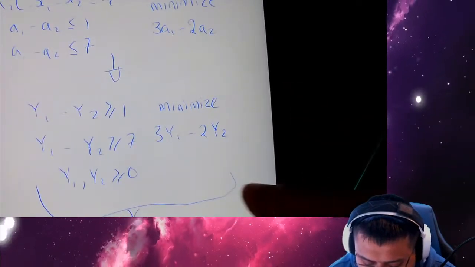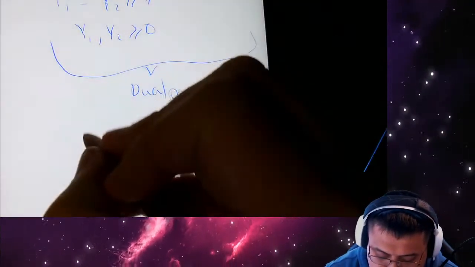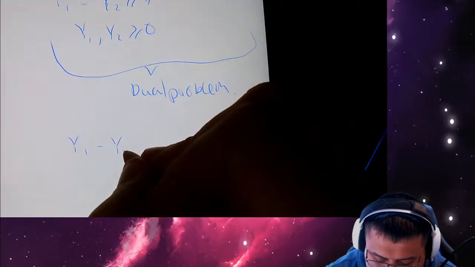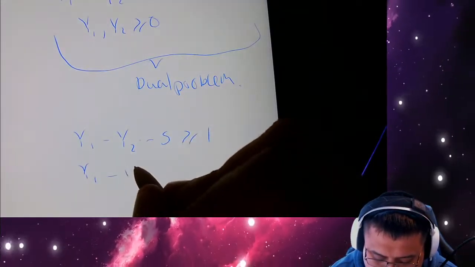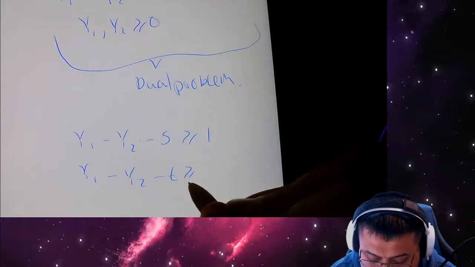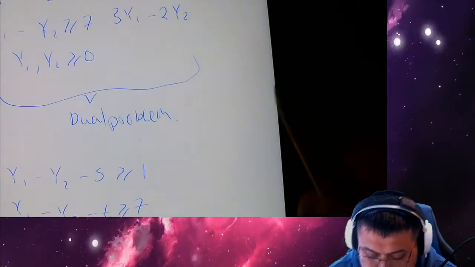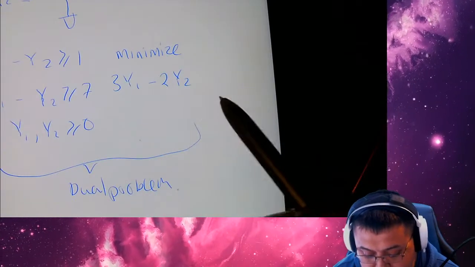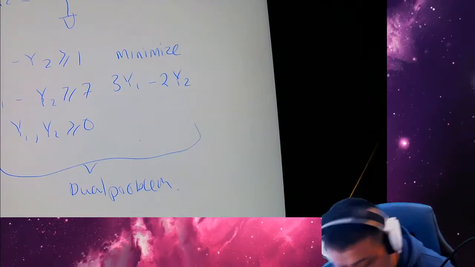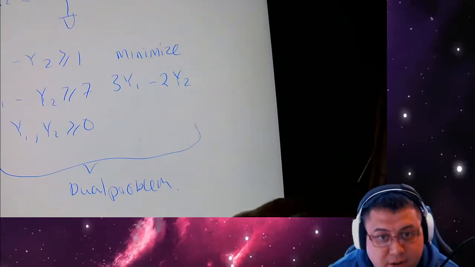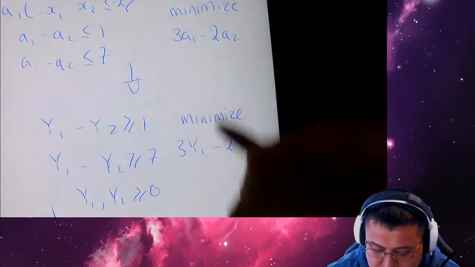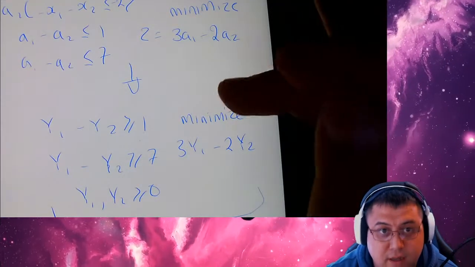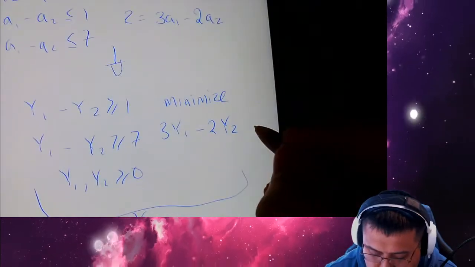So to solve this, what you do is complementary slackness. To do that, you go y1 minus y2 minus S is less than or equal to 1, and then y1 minus y2 minus t is less than or equal to 7. Then we have the objective function, which is 3y1 minus 2y2, which is the same as it's always been. So these are the equations that we'll be using, and this is our z.